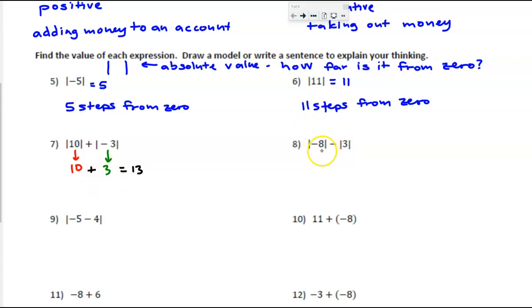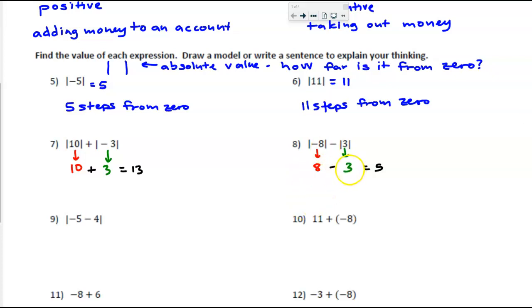Okay, let's try number 8 then. The absolute value of negative 8 minus the absolute value of 3. I said absolute value of negative 8, so you should be saying, oh, that's easy. That is 8 away from 0, 8 steps away. The absolute value of 3 is 3, because it's 3 steps away from 0. Am I done with this problem? No, what does it say we need to do with those? What is 8 minus 3? 5.